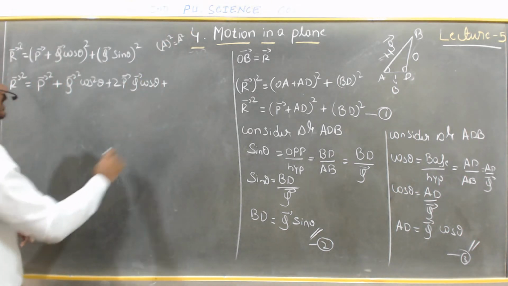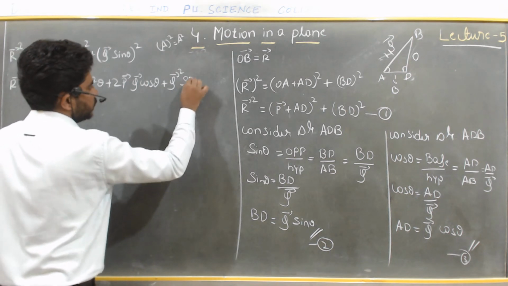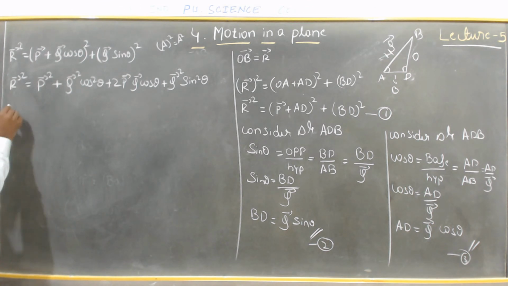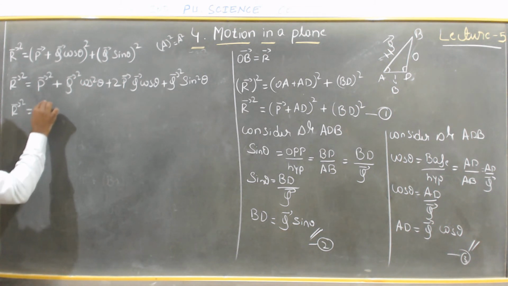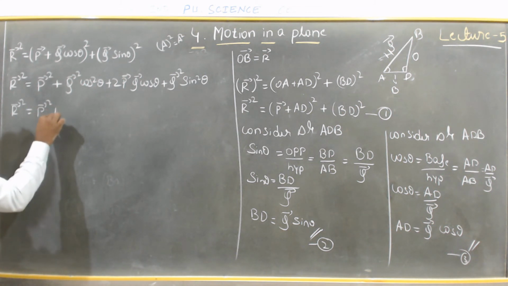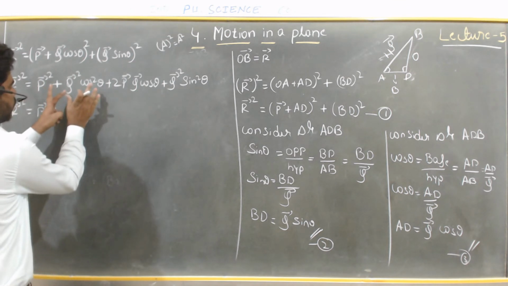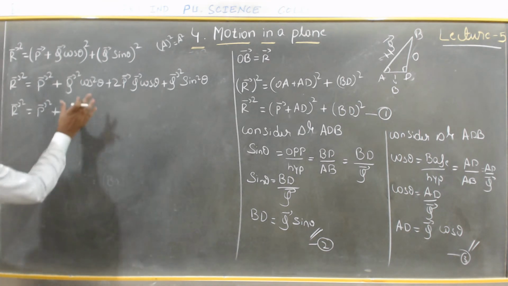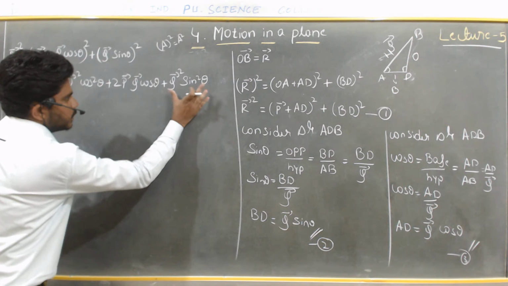So q vector square into sin square theta, right? So r vector square is equal to, I'll write p vector square as it is. See next, see here, q square cos square theta is there, q square sin square theta is there. Consider these two terms, q square cos square theta and q square sin square theta.